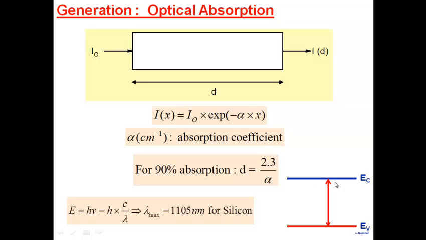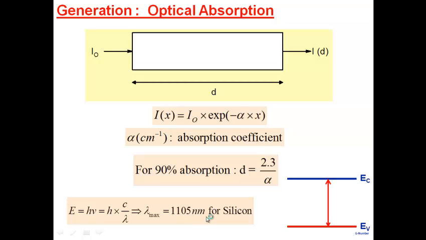And how do we calculate the highest wavelength? Well, all of you know the simple relationship E equal to h c by lambda. And as I said, the minimum energy required to promote an electron from the valence to the conduction band is the band gap. The band gap is 1.12 eV for silicon. And if we put this in, we find that the maximum wavelength that will be absorbed is 1105 nanometer for silicon.